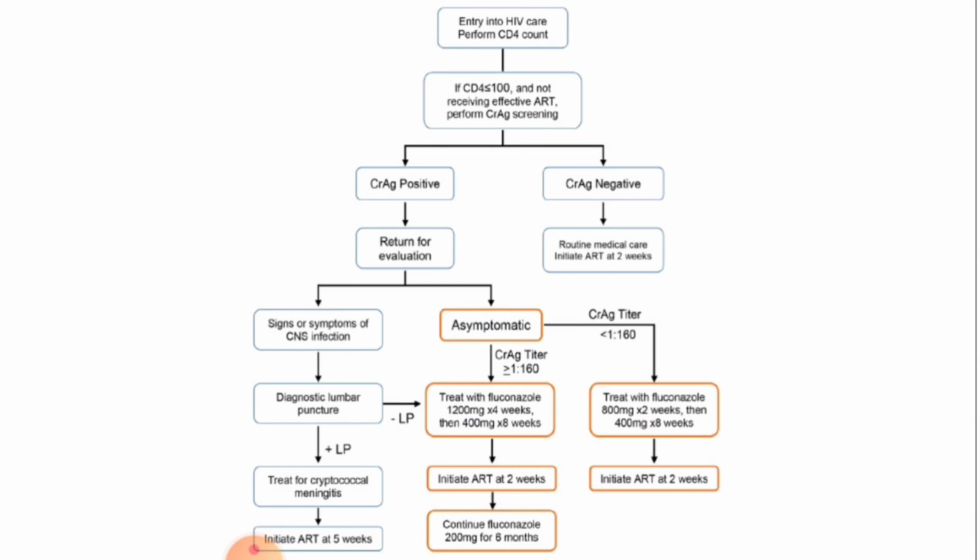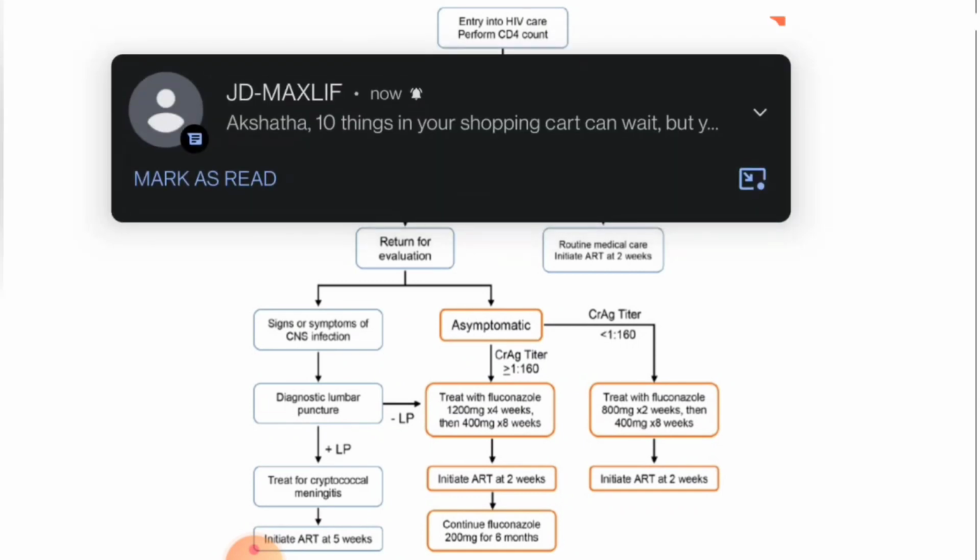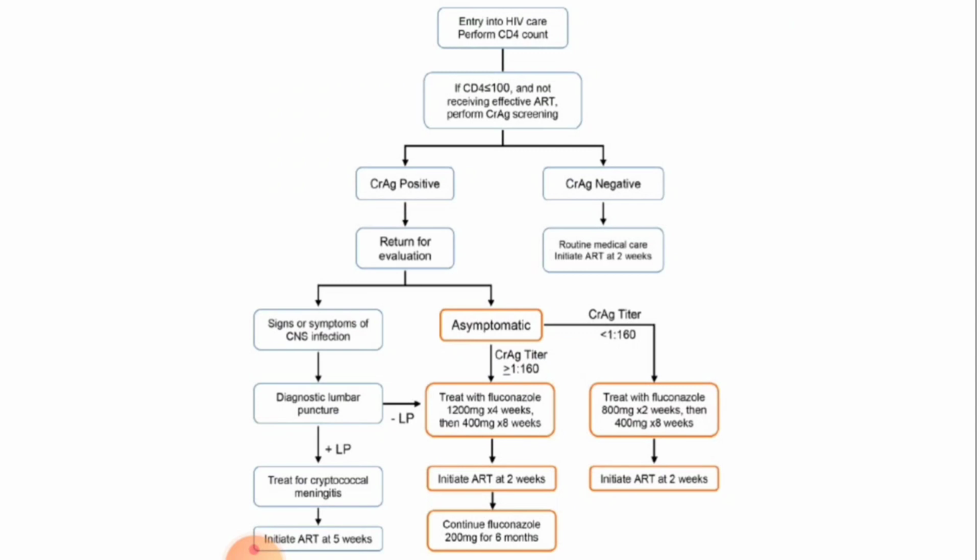If the lumbar puncture is negative, then you will treat with fluconazole 1200 mg for 4 weeks, followed by 400 mg for 8 weeks. If the lumbar puncture is positive, you should treat the cryptococcal meningitis. And when will you start the ART? Again, we will discuss later. And if the cryptococcal antigen is negative, you should initiate the ART.